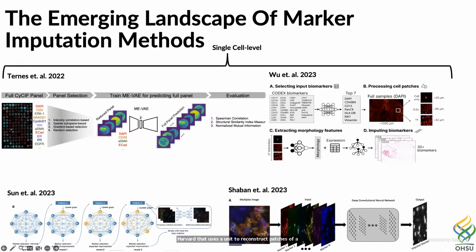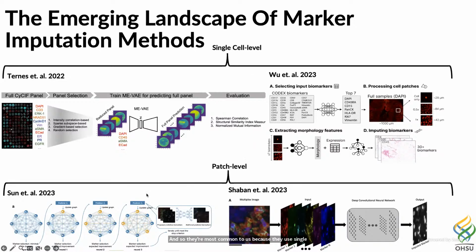So the first two methods that I mentioned are most comparable to our approach, and this Luke Turns implementation will serve as our baseline for the method that I'm discussing here. They're most comparable to us because they use single cell images as input, whereas the second two methods use an image patch containing multiple cells as input. So all of these methods except the Sun et al. method suffer from the same limitation.